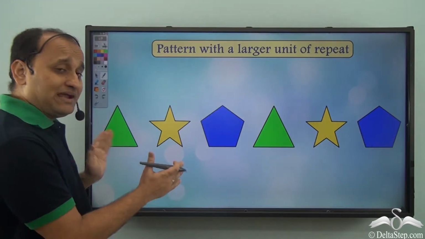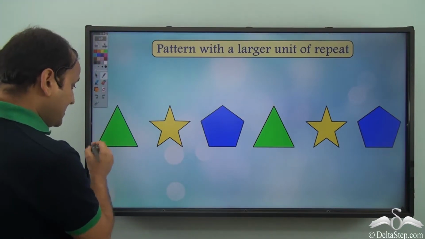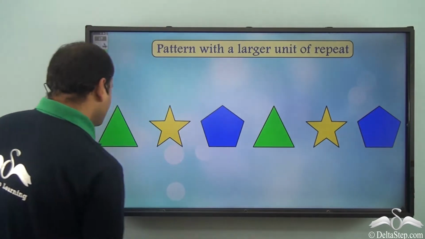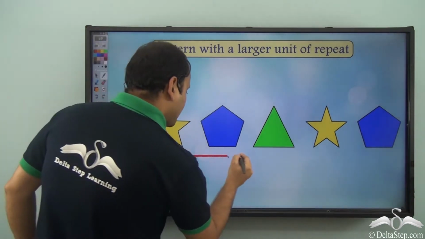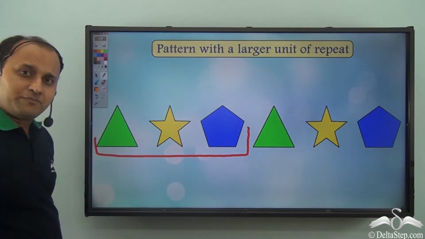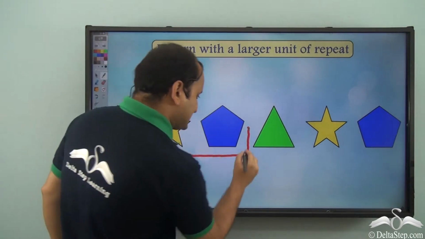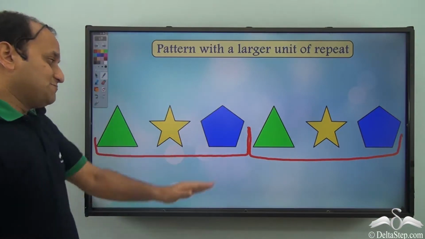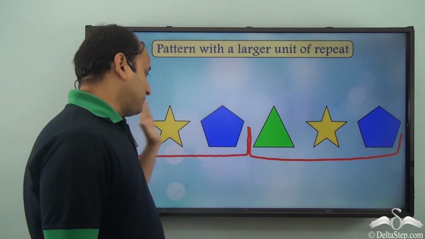So what is the unit of repeat in this case? Well, I see that after these three shapes we have a repeat. So this particular unit is the unit of repeat, isn't it? Exactly, this is repeating again here. So in this pattern, this is the unit of repeat.